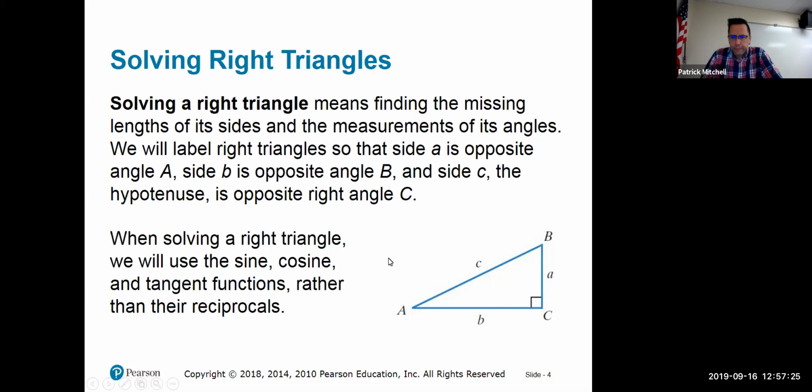And we can always do this using the sine, the cosine, and the tangent. We never have to use the cosecant, secant, and cotangent.